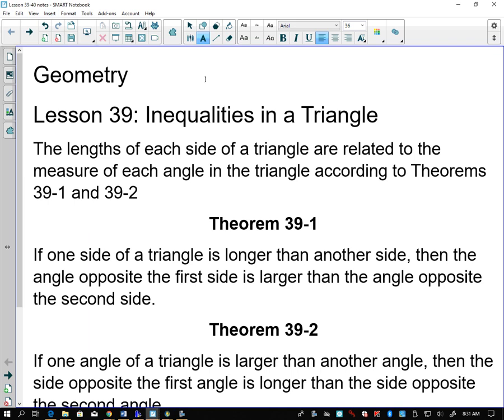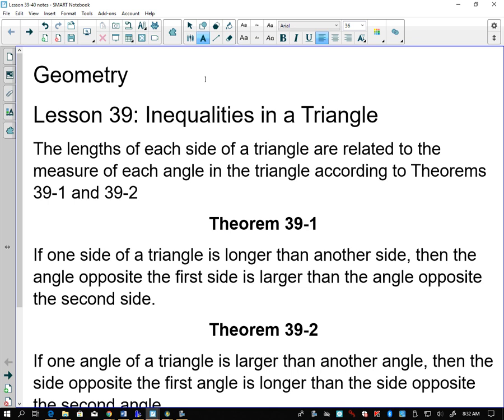All right. Geometry, lesson 39. We'll also be covering lesson 40. First off, we're going to talk about inequalities in triangles. The lengths of each side of a triangle are related to the measure of each angle in a triangle according to theorems 39.1 and 39.2, and you'll see these here in a second.